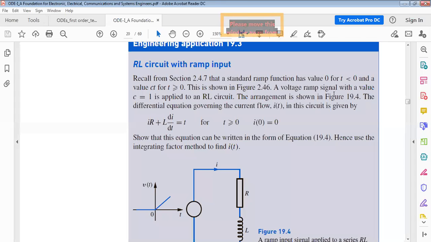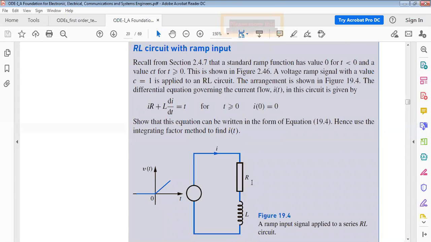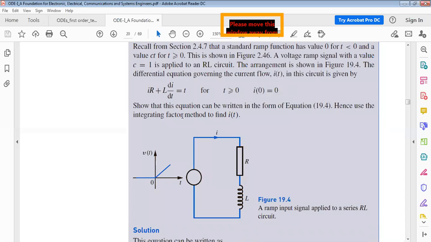A voltage ramp signal with c equal to 1 is applied to the RL circuit. This is the RL circuit, and the arrangement is shown in the figure. The differential equation is this, for time t non-negative, with initial value I(0) equals 0. That means for t equals 0, I equals 0. So the equation can be written in this form.